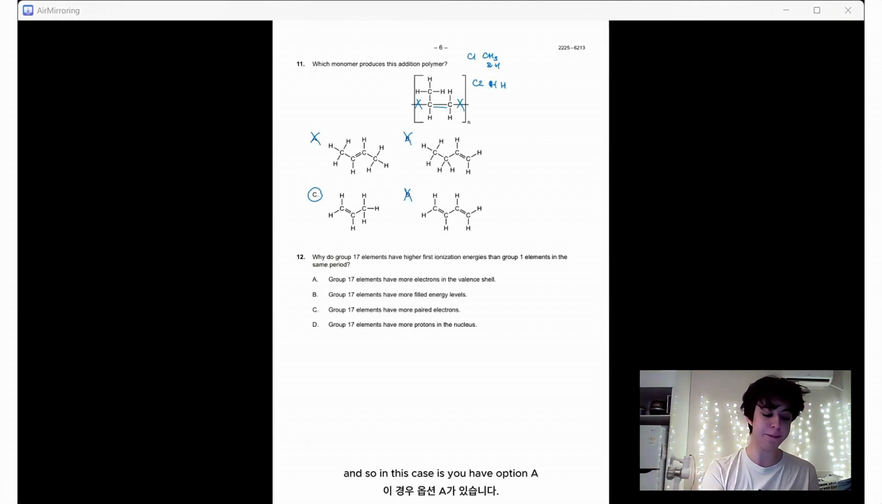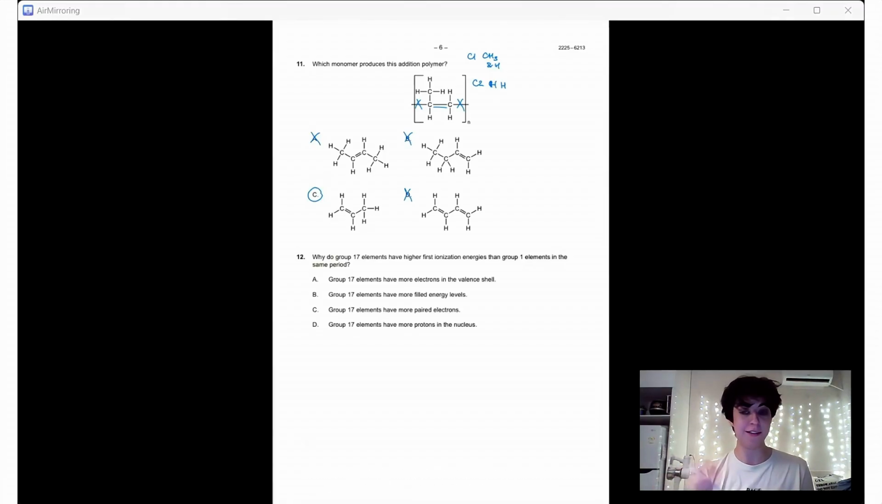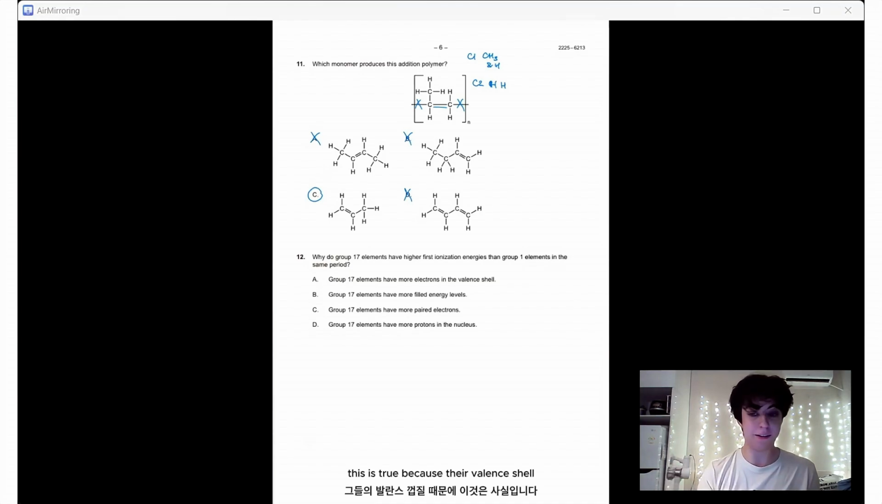In this case, option A says that group 17 elements have more electrons in the valence shell. This is true because their valence shell, regardless of what period you're in, has the P versus the S. So they have P, and so they have more. I'm just going to put kind of correct, but not circle it, because that doesn't necessarily mean it explains why.